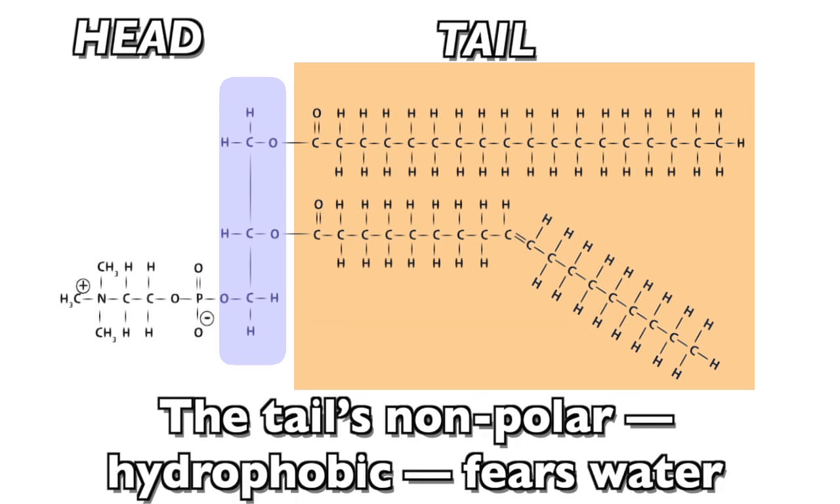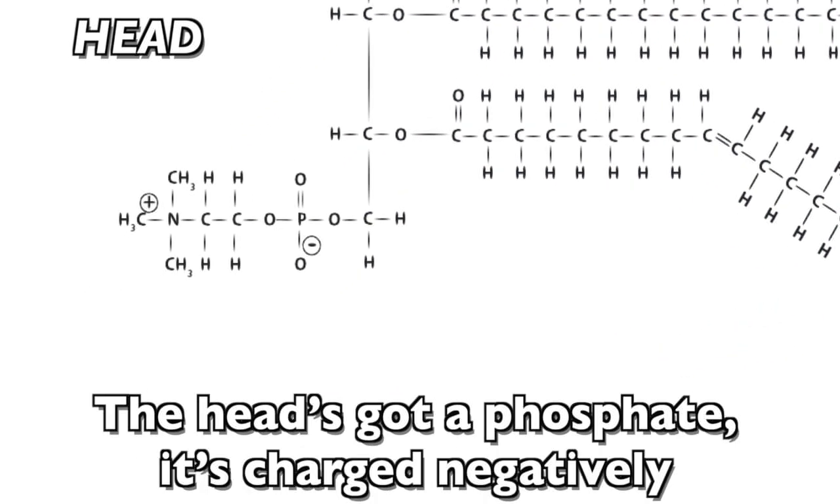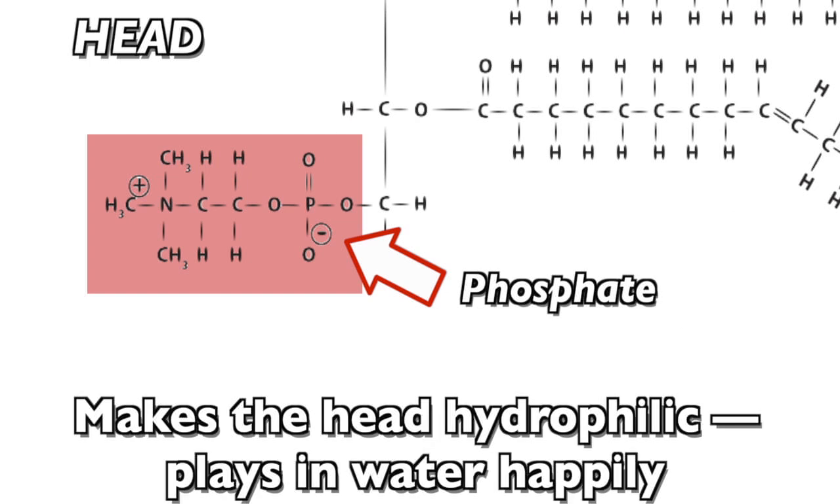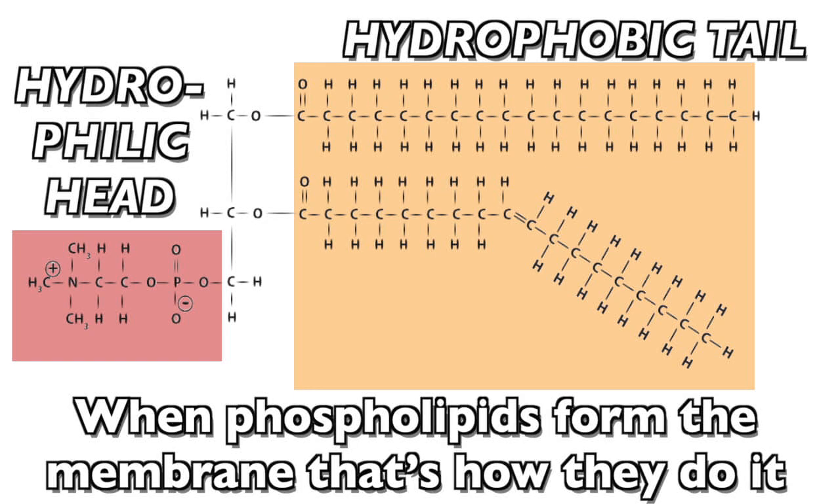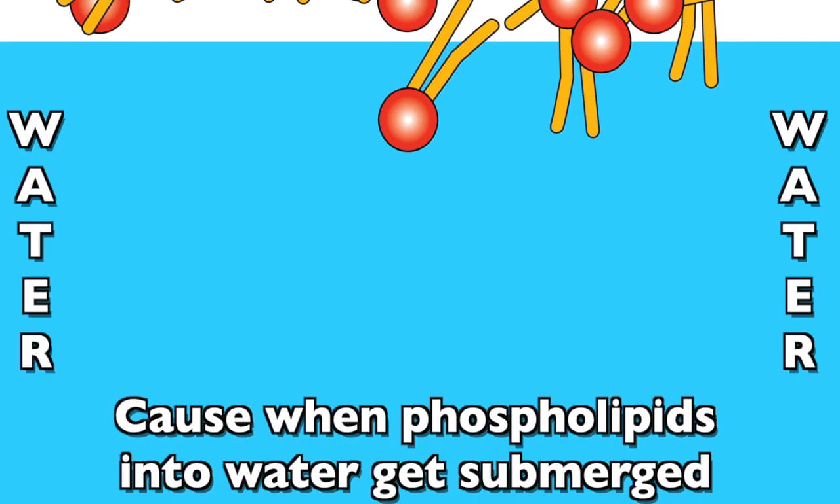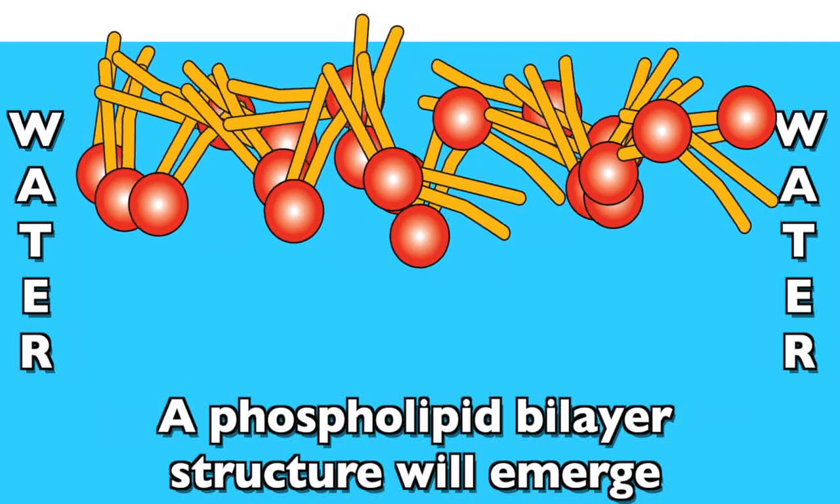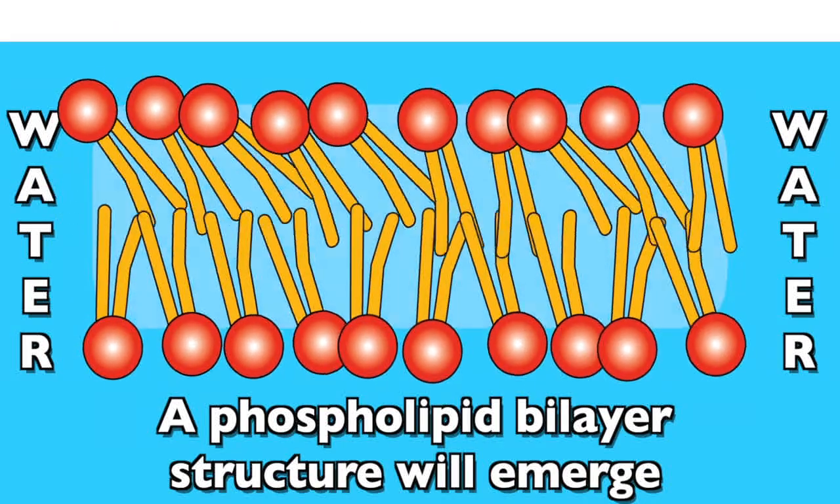The tail's non-polar, hydrophobic, fears water. The head's got a phosphate, it's charged negatively, makes the head hydrophilic, plays in water happily. So tail avoids water while the head's attracted to it. When phospholipids form the membrane, that's how they do it. Cause when phospholipids into water get submerged, a phospholipid bilayer structure will emerge.